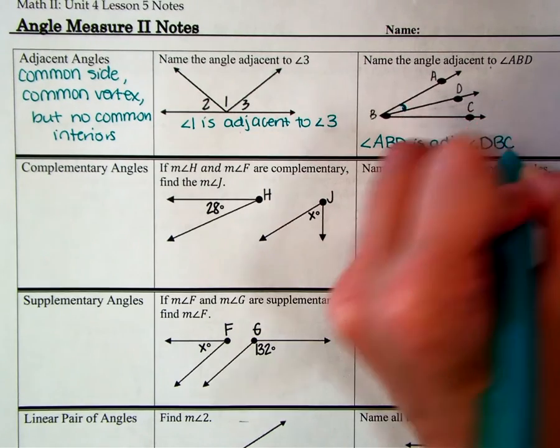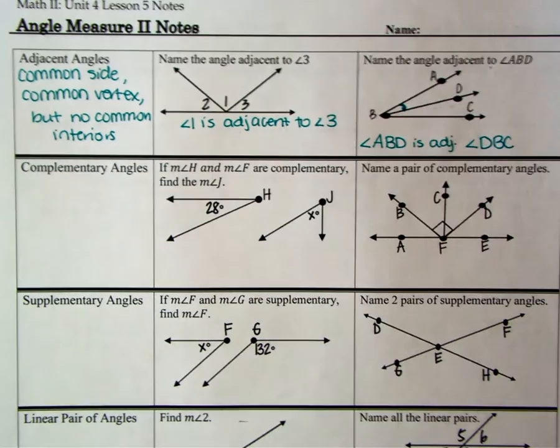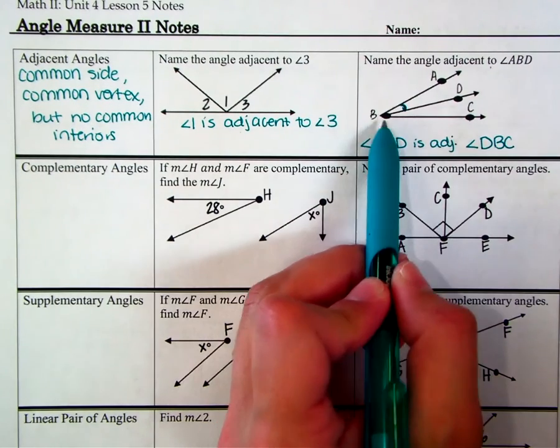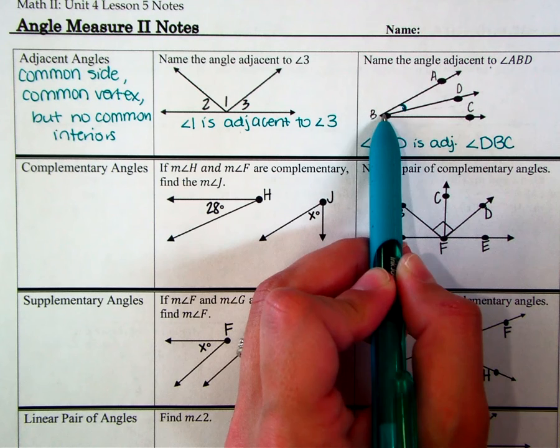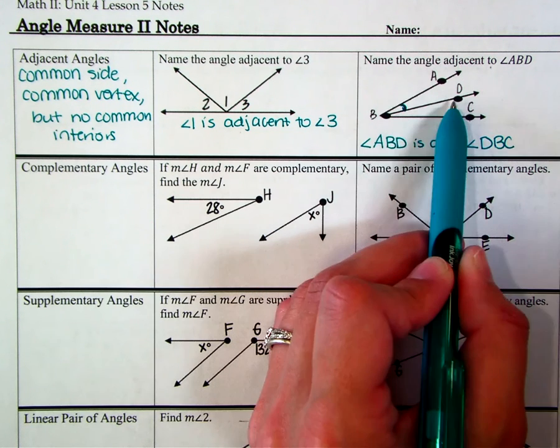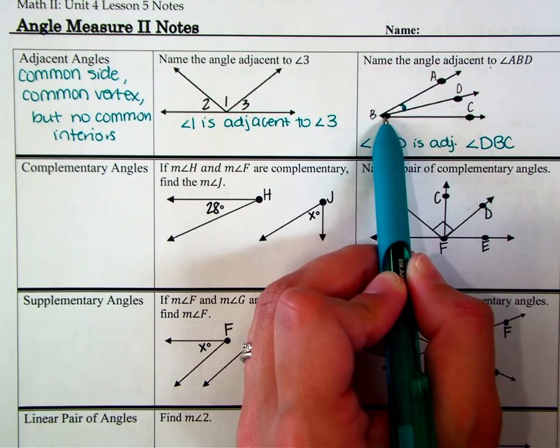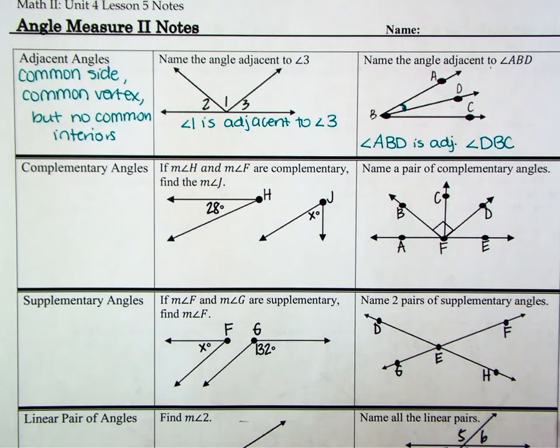Remember that when you name angles, we can't say angle B here because it's the vertex to too many angles, but we do say DBC, and B is in the middle because it's the vertex.